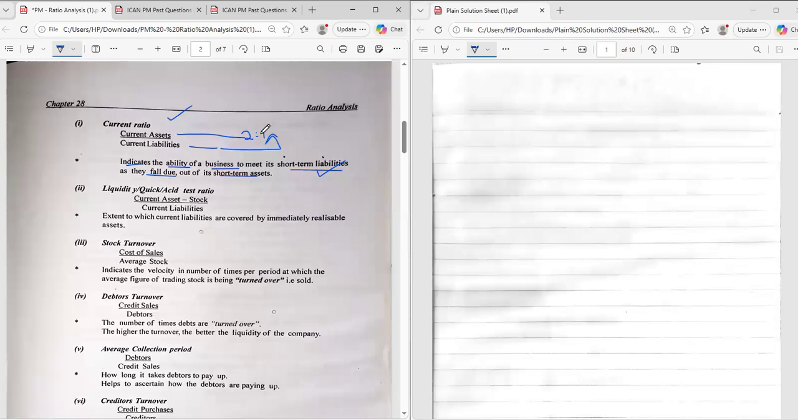Makes sense. And the next one is liquidity or quick or acid test ratio. The formula is current asset minus stock divided by current liability. This stock is closing stock, please.